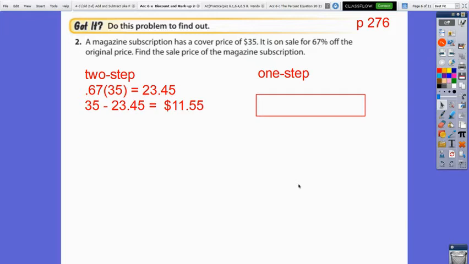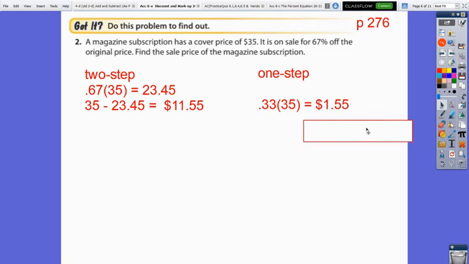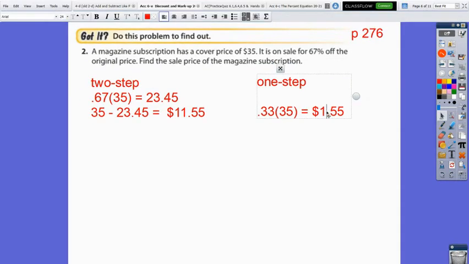Now, if you wanted to do this in the one-step method, you have to think about what percent of the price you are going to pay. What percent of the price are you going to pay if it's 67% off? What percent is left? So 100 minus 67 is 33%. So the final price here is going to be 33% of the original price. So 0.33 times 35 is the one-step calculation. And that too comes out to $11.55.